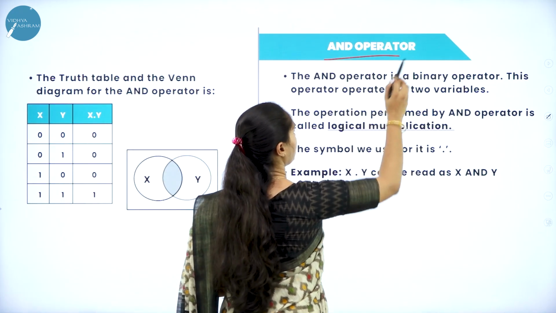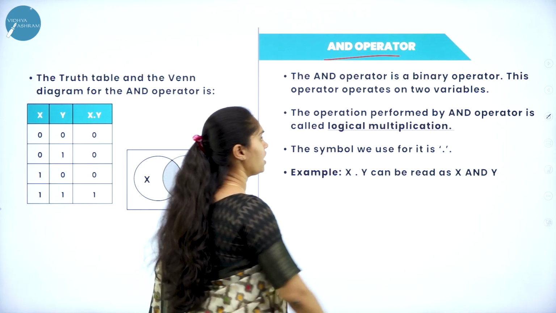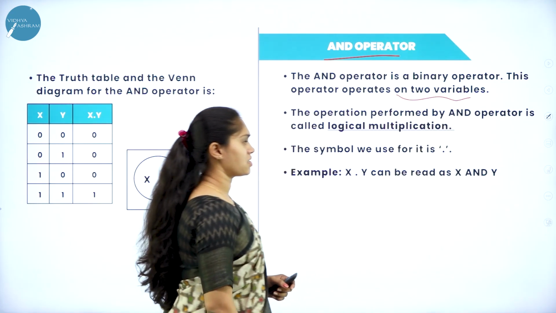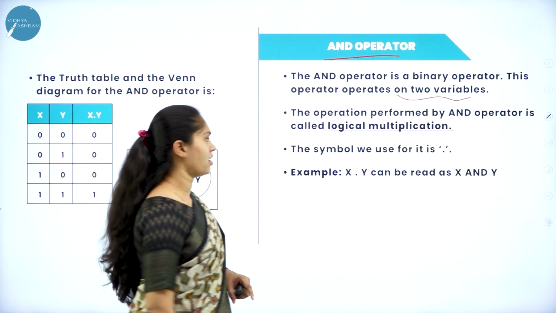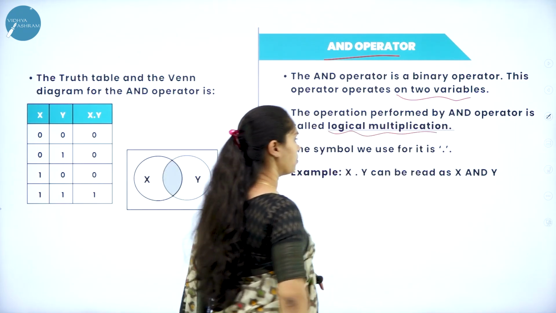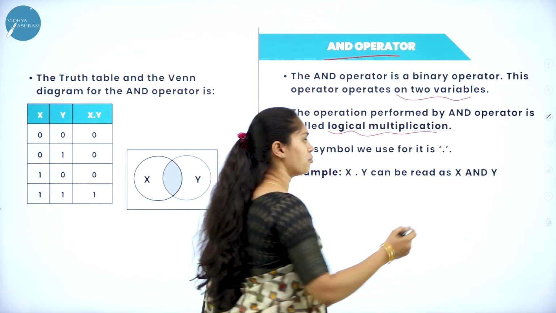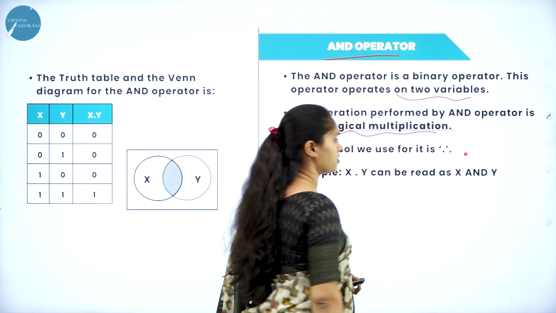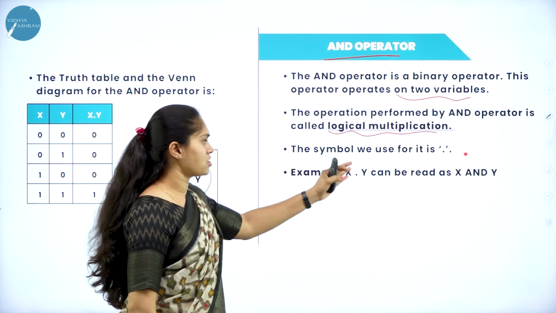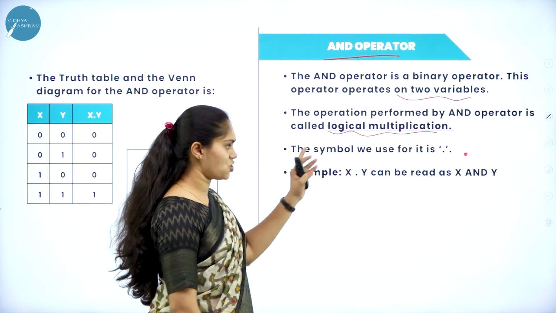This is also a binary operator. It also operates on two variables. But what kind of operation is it doing? It is doing logical multiplication. And which symbol are we going to use? That is dot, or a product symbol. Okay, so we are going to use the logical multiplication symbol, dot.